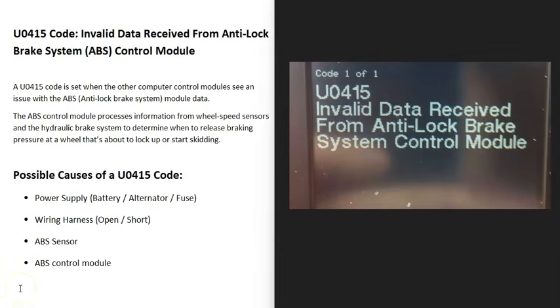So today I'm talking about a U0415 code, what it is and how you go about fixing it. And so what is a U0415 code? Well, it's an invalid data received from anti-lock brake system control module. And what does this mean?